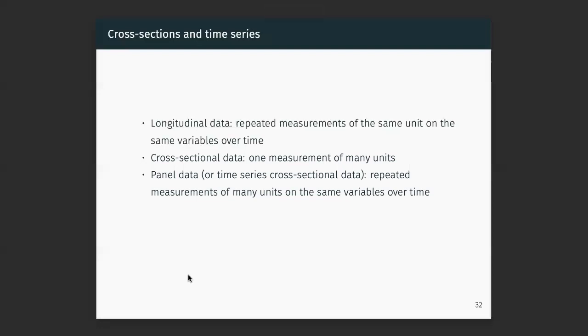Longitudinal data is measurement of the same variable on one unit over time. Cross-section data is measurement of lots of units. So panel data, sometimes called time series cross-section data, is repeated measurements of many units over the same variables over time. So we can put the cross-section and the longitudinal together to get repeated measurements on the same units, on the same variables at multiple time points. And that's actually what we have here.